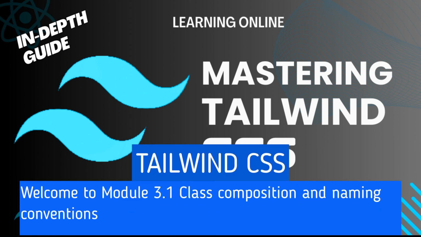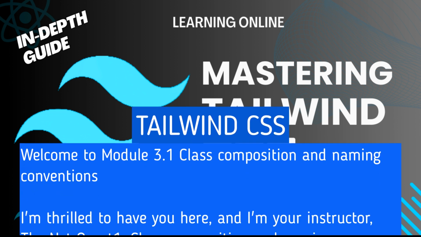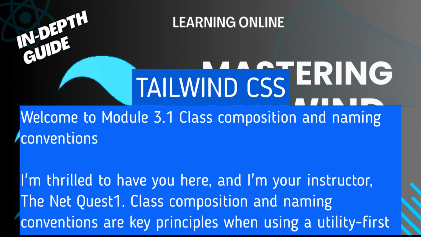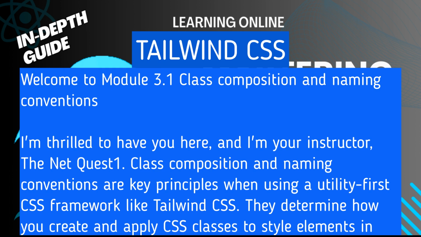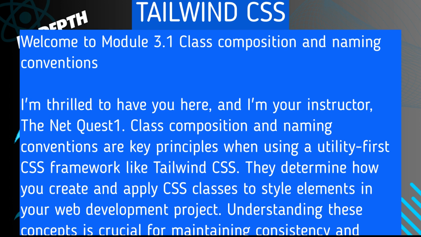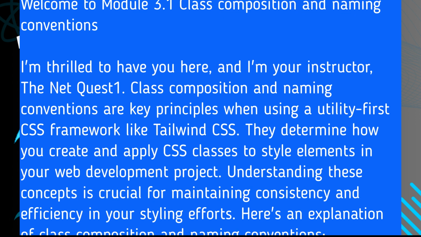Class composition and naming conventions are key principles when using a utility-first CSS framework like Tailwind CSS. They determine how you create and apply CSS classes to style elements in your web development project. Understanding these concepts is crucial for maintaining consistency and efficiency in your styling efforts. Here's an explanation of class composition and naming conventions.